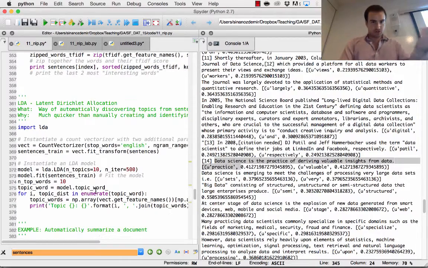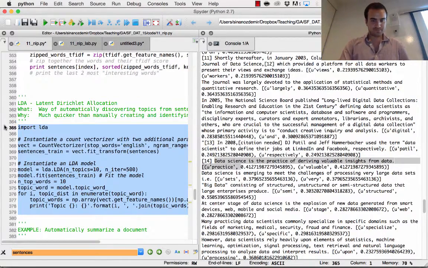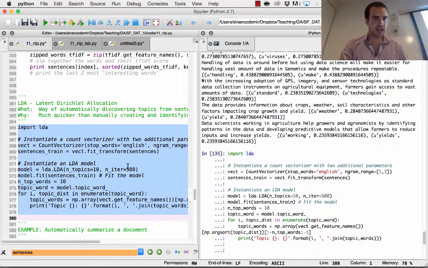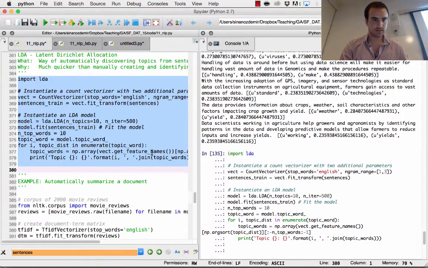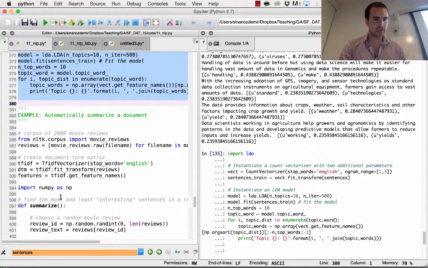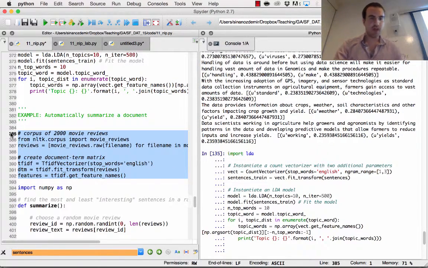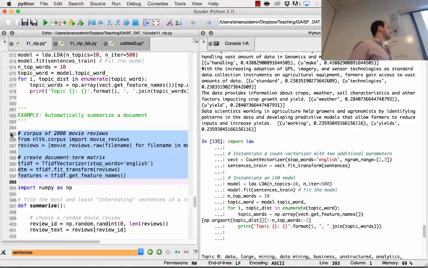So here's how I'm going to show it as an example. The data set I'm using will actually be from the NLTK corpus, movie reviews. So it's going to take movie reviews and try to classify them into topics based on keywords.